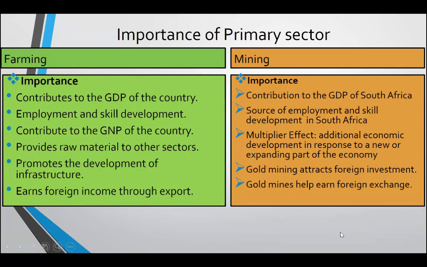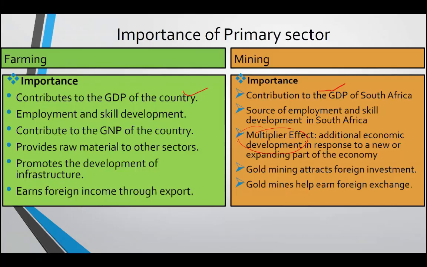Now, let's look at the importance of the primary sector. These are the most common ones. The answers here are so common. Both are contributing to the GDP of the country. Mining contributes to the GDP, farming contributes to the GDP. They both create employment. They both contribute to the GNP. Again, they both have a multiplier effect. What do we mean by multiplier effect?